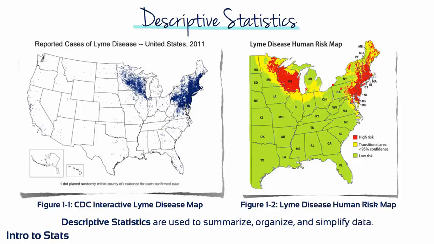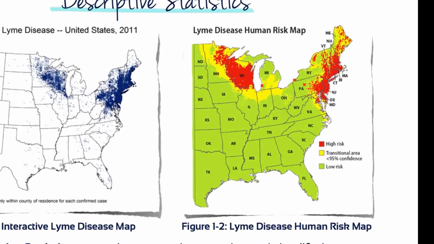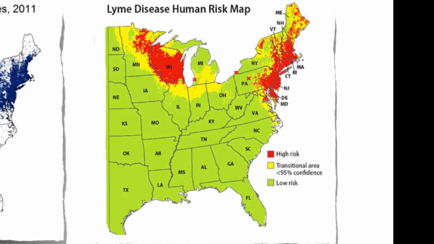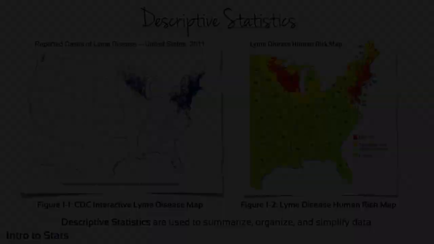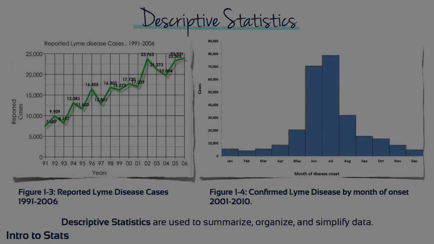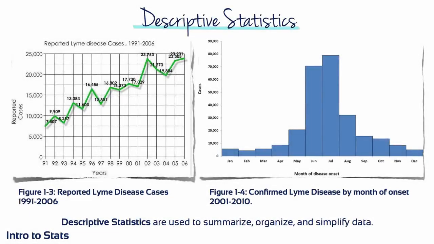Think about the sheer volume of data summed up in these two figures. We can readily appreciate areas associated with high or low risk of contracting Lyme disease just by looking at them. Here are two further examples of descriptive statistics that summarise, organise and simplify tens of thousands of Lyme disease data. What information is being communicated here?